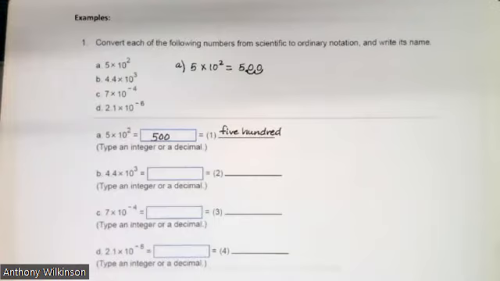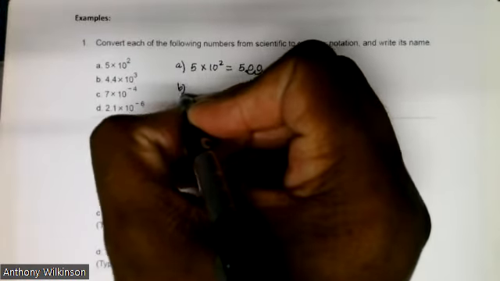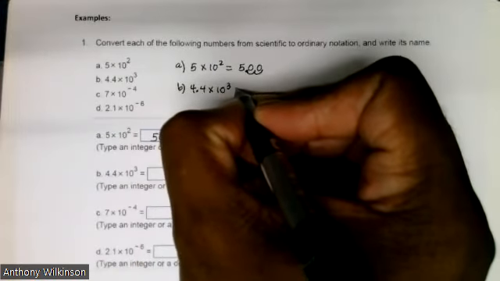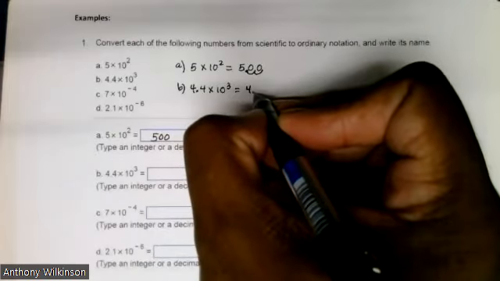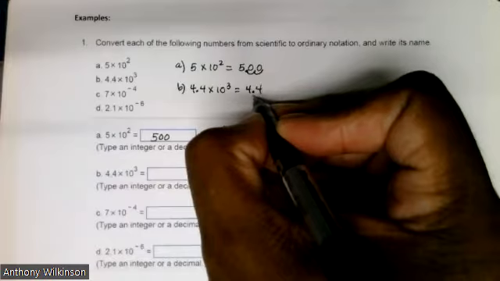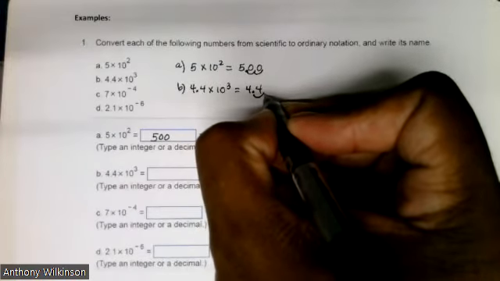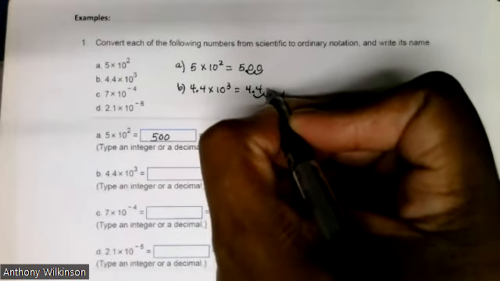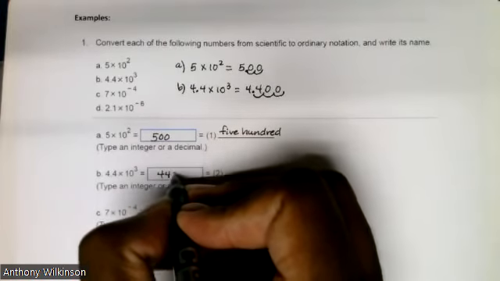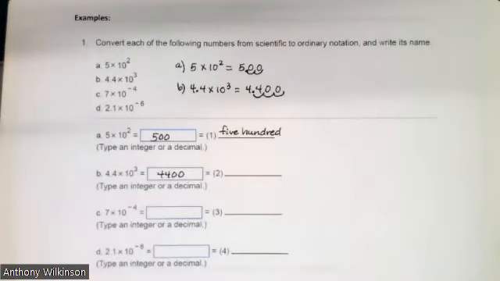All right, now part B is 4.4 times 10 cubed. Well, in this case here, the exponent for 10 is 3. That tells me I need to move this decimal point in 4.4, 1, 2, 3 places. I need to add 2 zeros to that. So 4.4 times 10 cubed in standard notation would be 4,400.